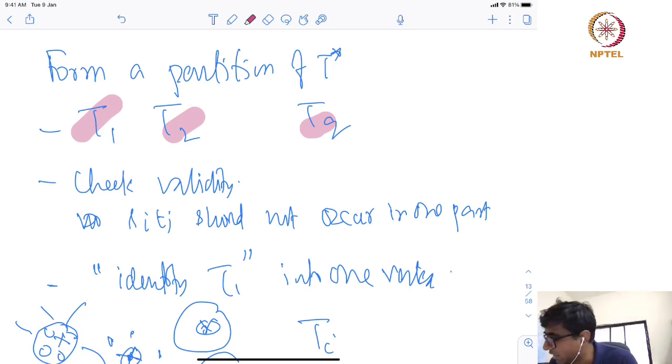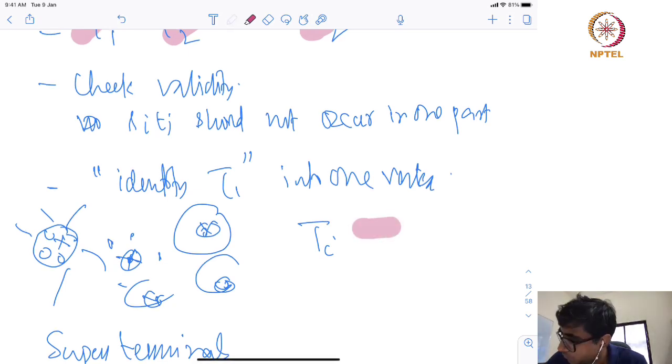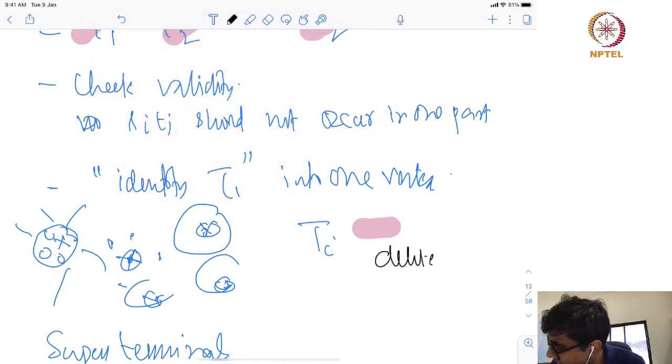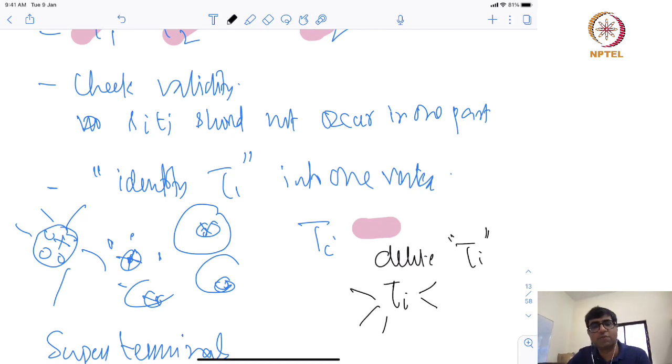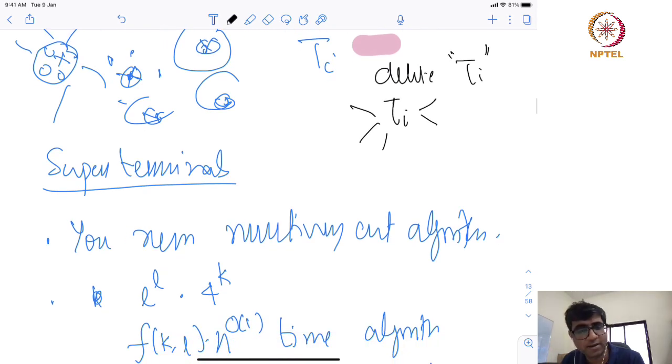Now we are going to identify Ti into one vertex, which is very simple. You delete the vertices of Ti, add a super node, say Ti, and make it adjacent to every vertex to which any vertex in Ti was adjacent. Now for these super terminals, what are you going to run? You run your multi-way cut algorithm.